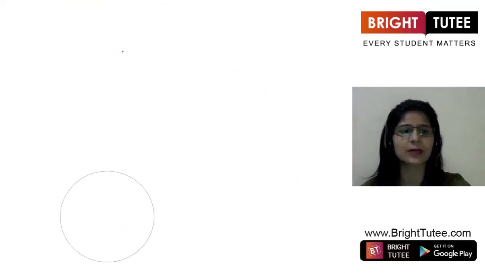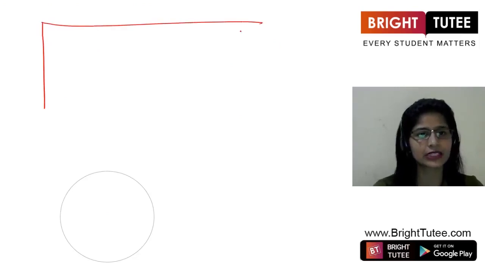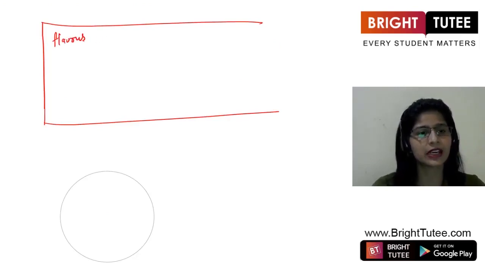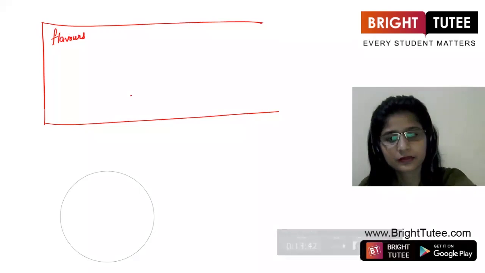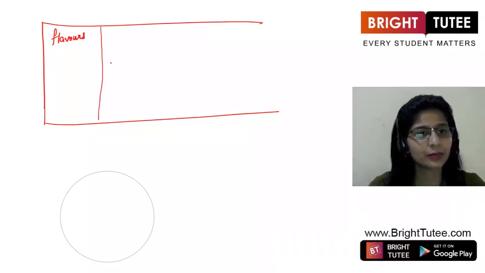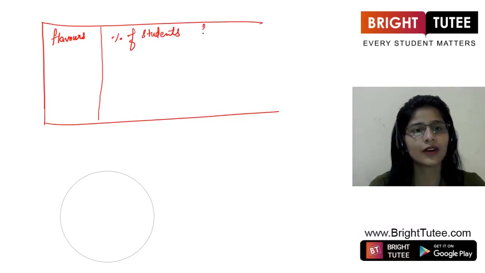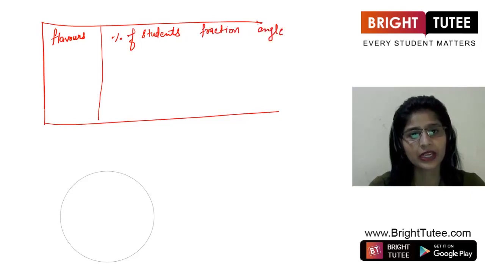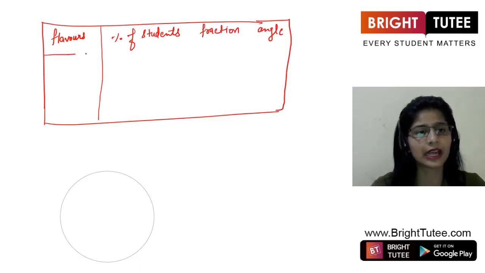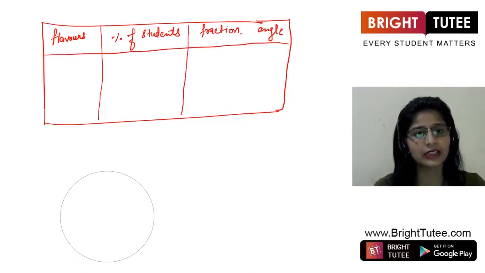So I'll just make a table here. In the first column we will write flavors, right? Then we have percentage of students. Then we will find out the fraction of students, and in the last one we will find out the angle. So this is the table that we are going to form here, and the flavors given are like this. First one is chocolate, the second is vanilla, and the third is other flavors, right?